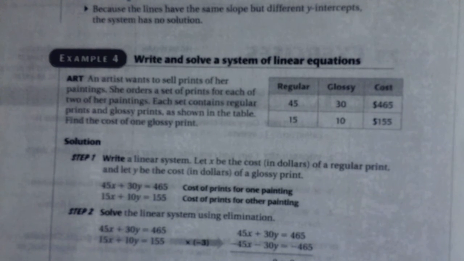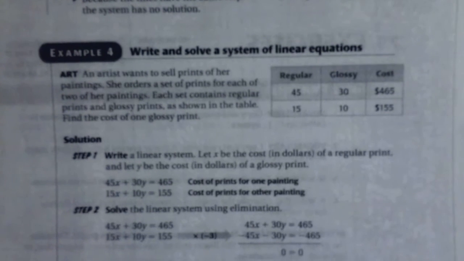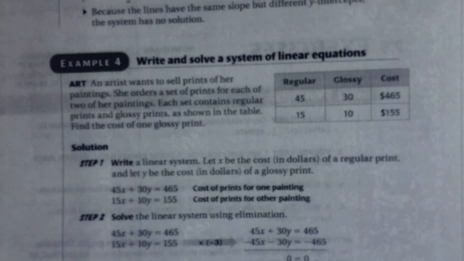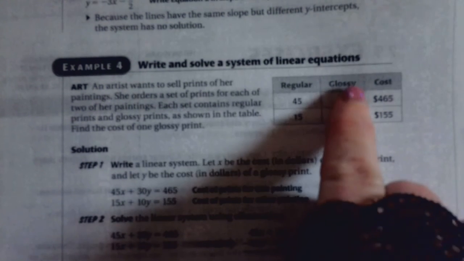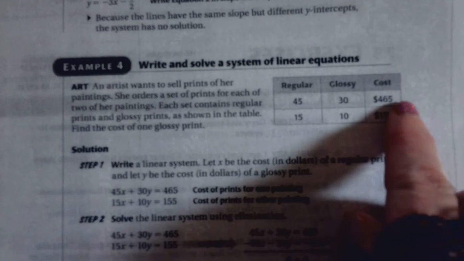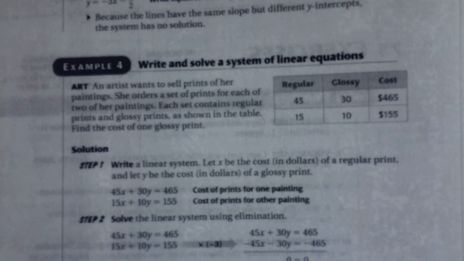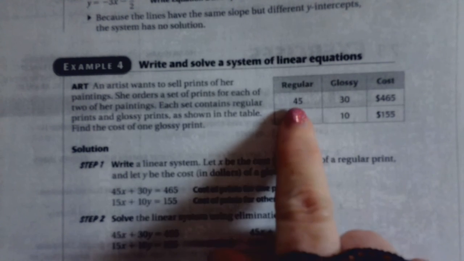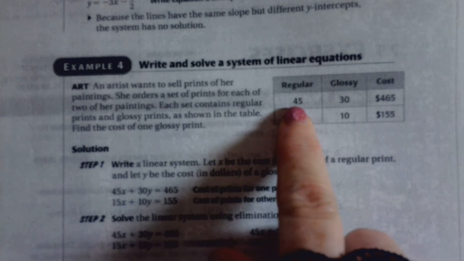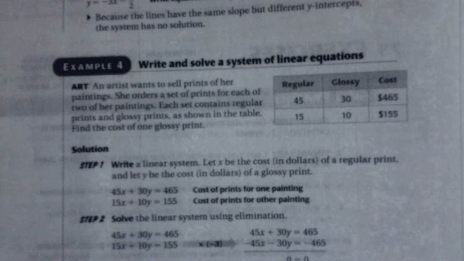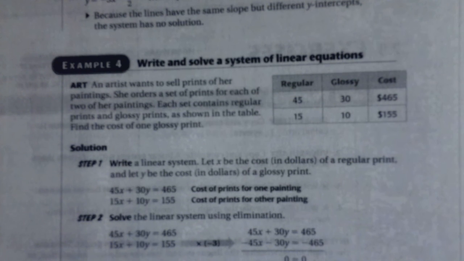So an artist wants to sell prints of her paintings. She ordered a set of prints for each of 2 of her paintings. Each set contains regular prints and glossy prints. So these are the regular prints, this is the glossy, and here you can see that this will be the total cost. Find the cost of one glossy print. So I know that the regular, I would most probably say 45R, they're most probably using X and Y, I can see that they are.